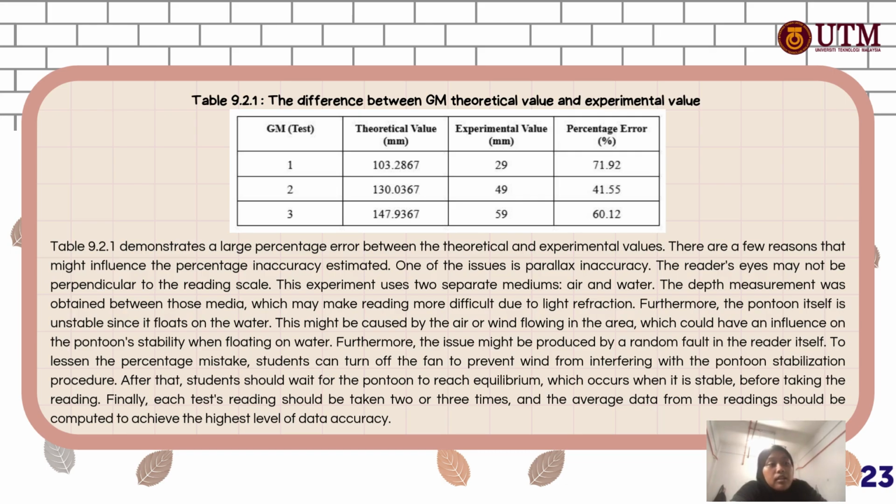To reduce the percentage error, students can turn off the fan to prevent the wind from interfering with the puntun stabilization procedure. After that, students also should wait for the puntun to reach equilibrium, which occurs when it is stable, before taking the reading. Finally, each test should be taken 2 or 3 times, and the average data from the readings should be computed to achieve the highest level of data accuracy.